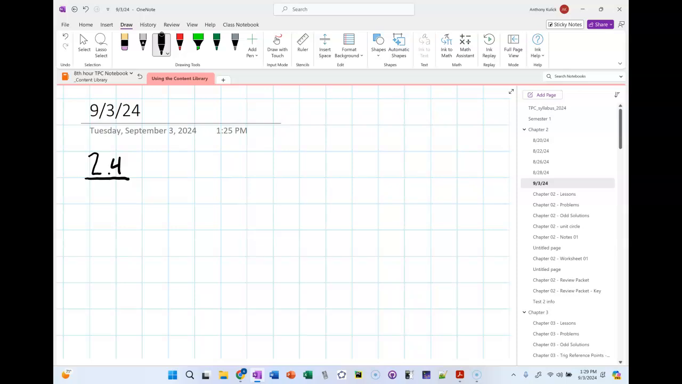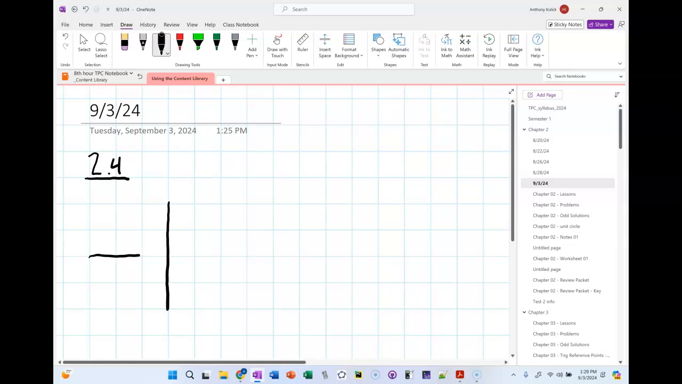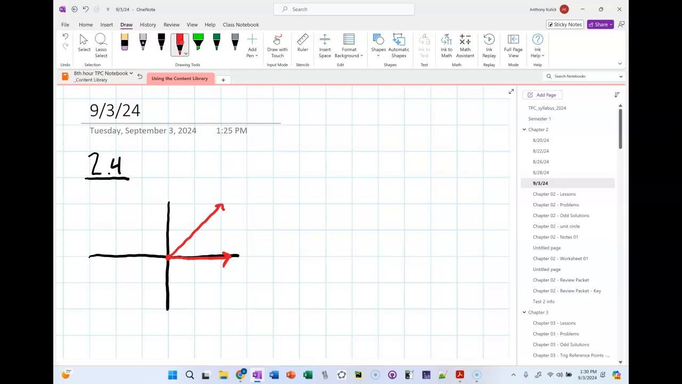Okay. So let's start with just some standard position angle. Again, standard position means that the initial side is on the positive x-axis and the terminal side rotates either clockwise or counterclockwise about the origin. I'm going to call that angle alpha.